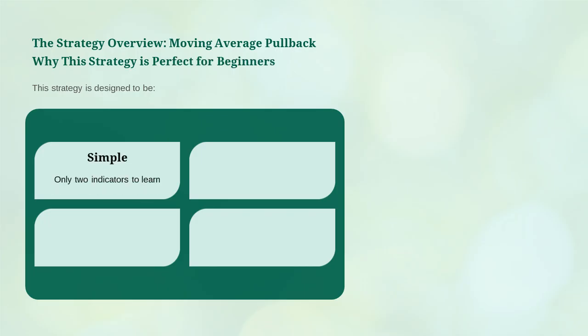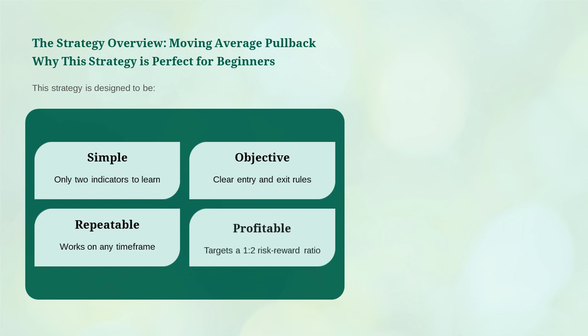It's simple. We only use 2 indicators: a moving average and candlestick patterns. No complex oscillators, no confusing signals. It's objective. The rules are clear. There's no maybe or it looks like. Either the conditions are met or they aren't. It's repeatable. This strategy works on any time frame and any currency pair. Once you learn it, you can apply it anywhere. It's designed to be profitable. We target a 1-to-2 risk-reward ratio, which means even with a 40% win rate, you can be profitable over time.